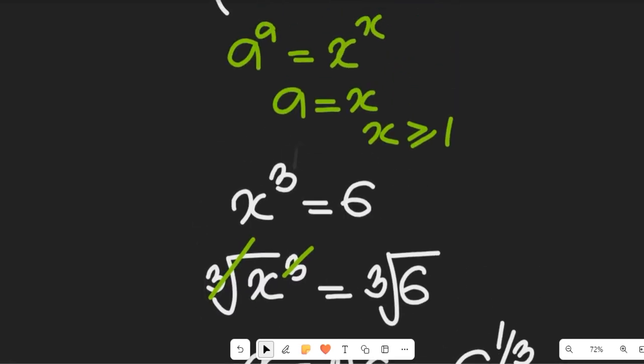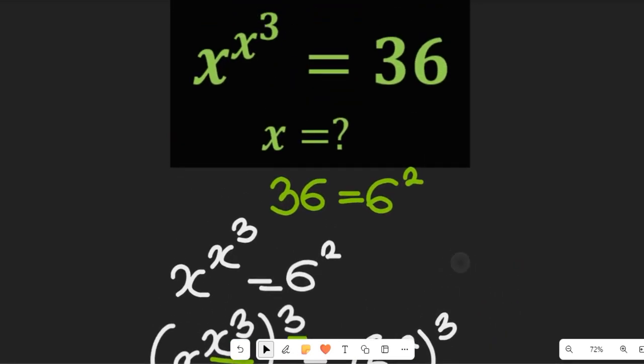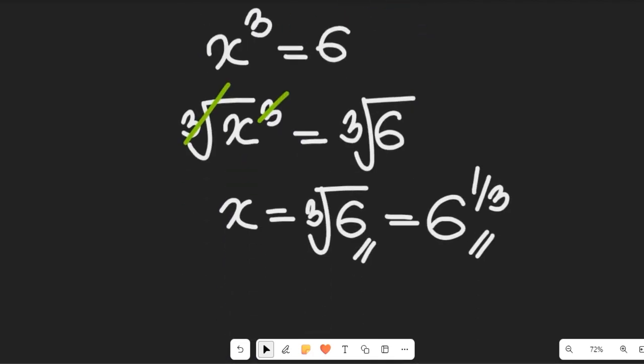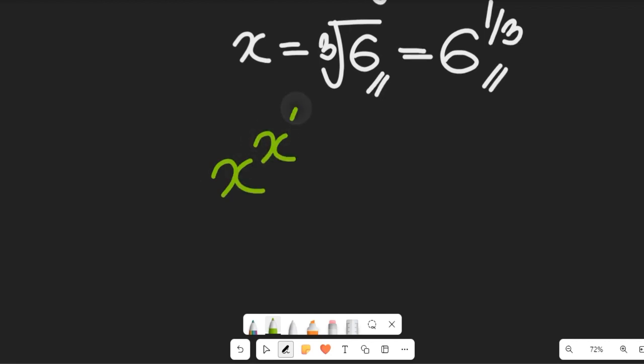Now we are going to check to see if our solution is absolutely right. Let's go back to the original question. We are given x to the power of x to the power of 3, and it is said to be equal to 36. Will that give us 36? Let's check this out. If we insert 6 to the power of 1 divided by 3, will it actually give us 36? Let's check.